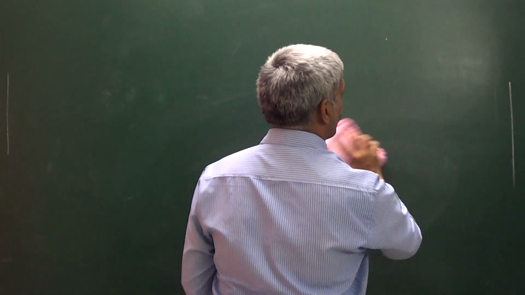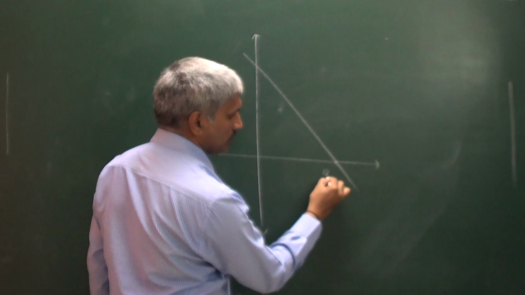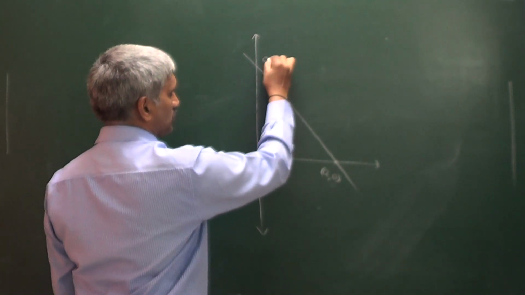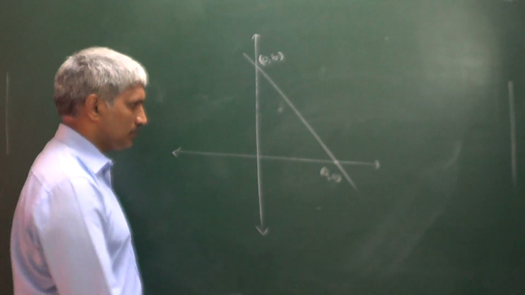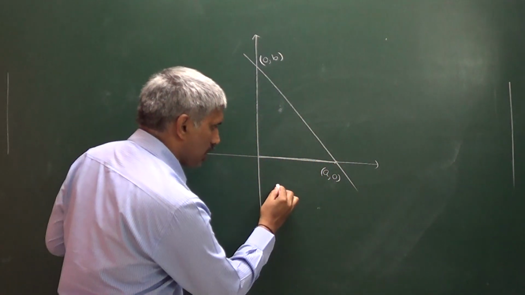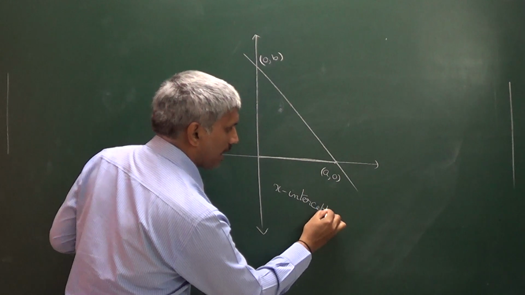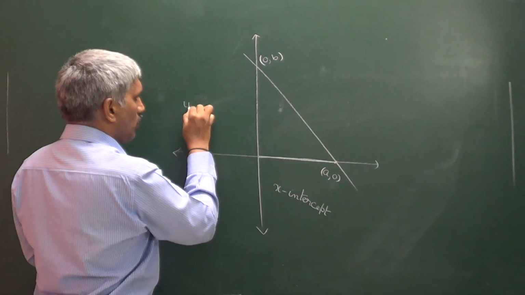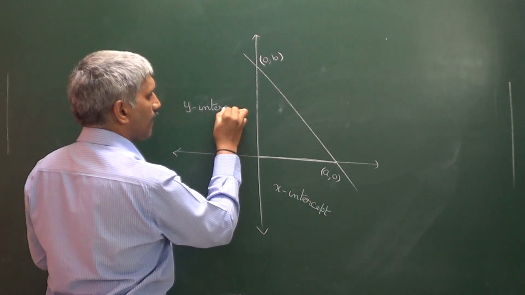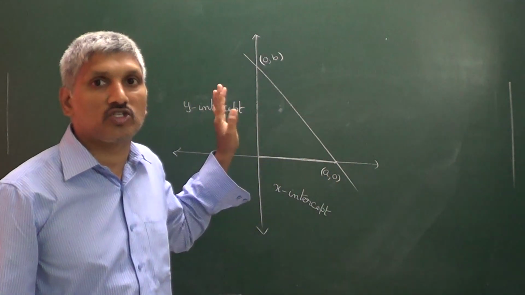So next we are going to discuss another important idea. What is an intercept? Observe here. A line meets the x-axis at a point (a, 0) and the y-axis at a point (0, b). This a is called the x-intercept, and this b is called the y-intercept. X-intercept is equal to a and y-intercept is equal to b.